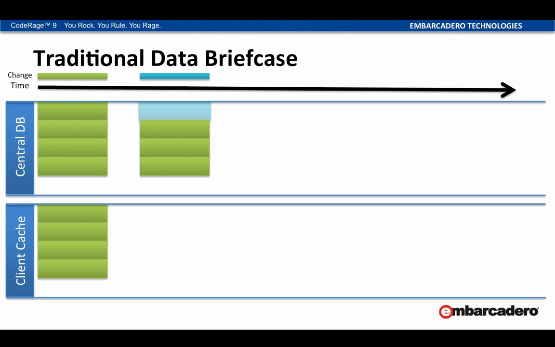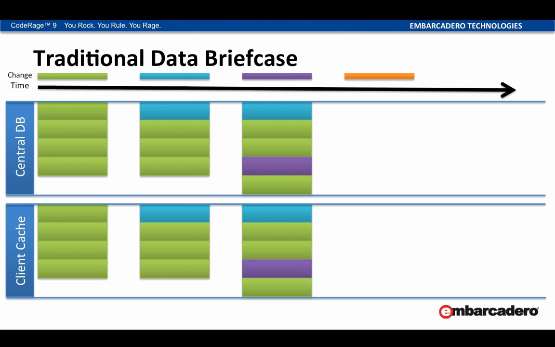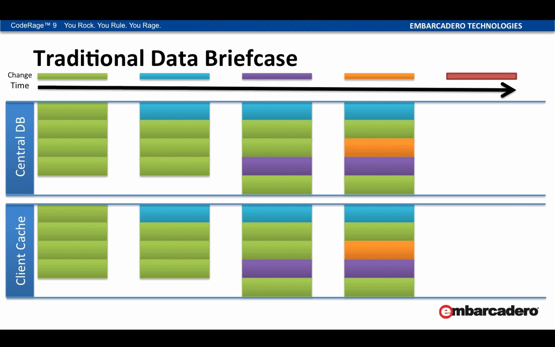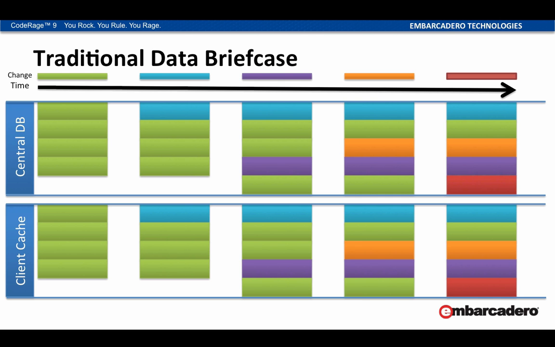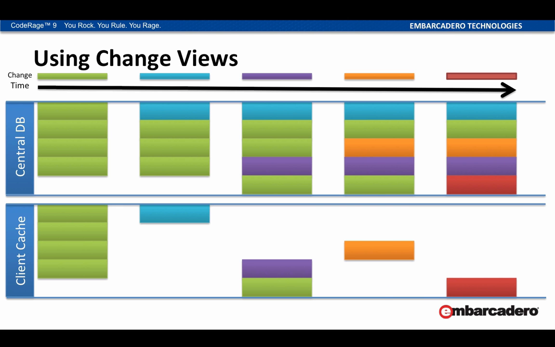Now, a traditional briefcasing model, if we take each of these colors as a point in time and some changes happening, you need to download maybe 23 different data packet changes as time goes through. With change views, we're able to identify at a field level specifically what has changed, and then allow you to pass only those changes down.